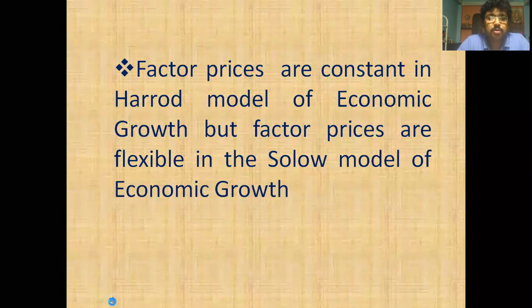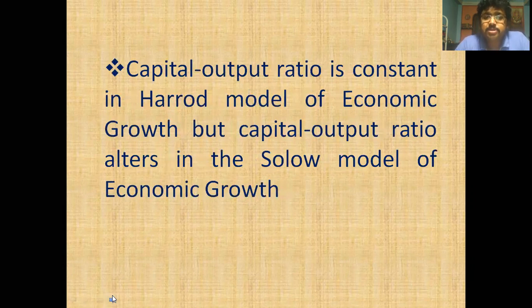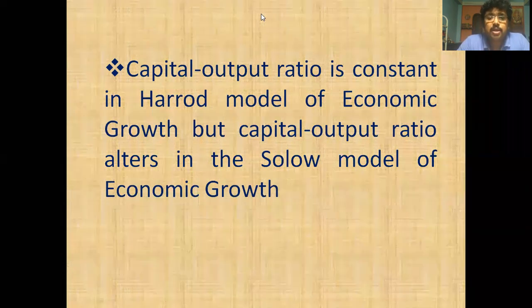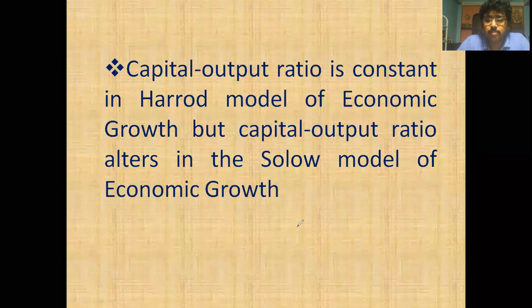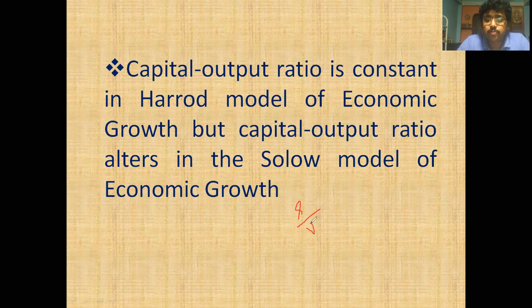Now the next point is the capital output ratio. In the Harrod model, the capital output ratio is constant, but in the Solow model of economic growth, it is not constant. Look, the Harrod model of economic growth is S by nu. Here S is the marginal propensity to save, and nu is the capital output ratio. This capital output ratio is constant in the Harrod model of economic growth.